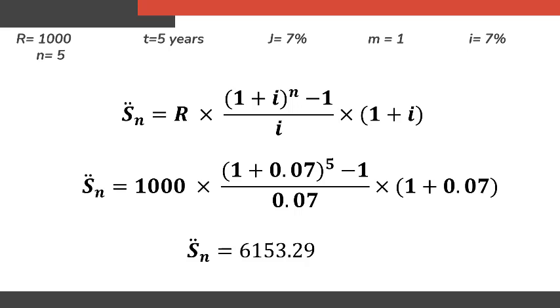In the formula of annuity due, S sub N double dot equals R times 1 plus I to the power N minus 1 over I, times 1 plus I. Where R equals 1000, I equals 7% and N equals 5, so the future value will be equal 6,153.29.